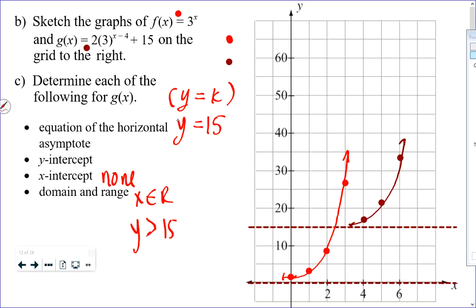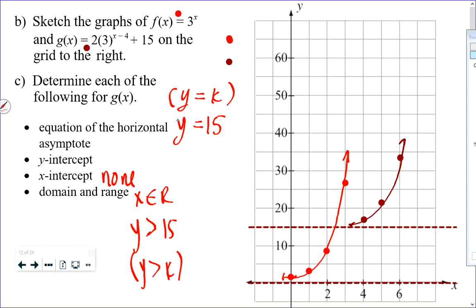15. I said initially y is greater than or equal to, why would that be incorrect? Riley, do you know why I can't say y is greater than or equal to 15? Because it would never hit that. Right, it never reaches that asymptote, so it's not equal to. This is y is greater than k. The asymptote is always y equals k.